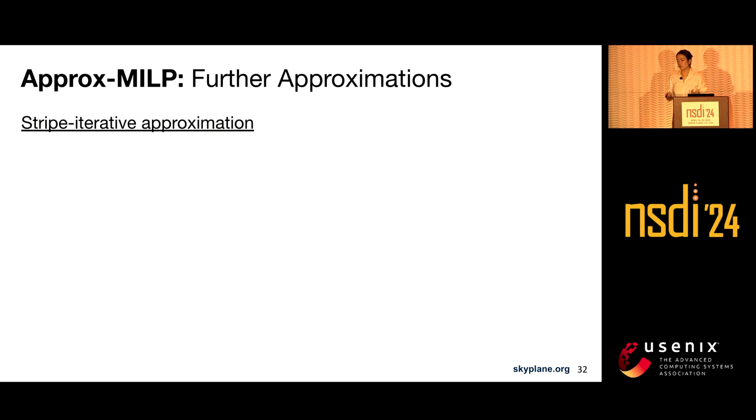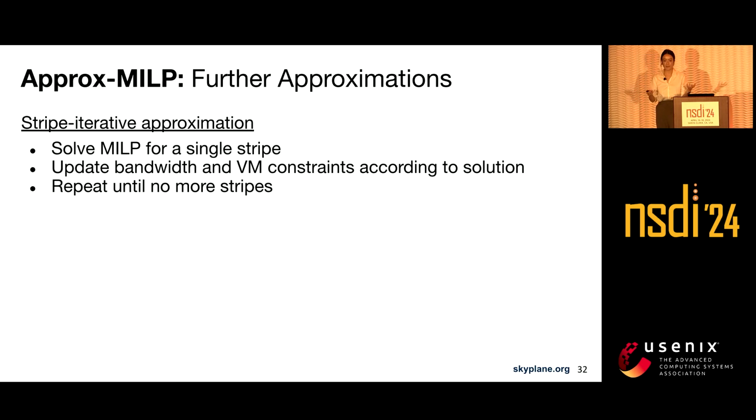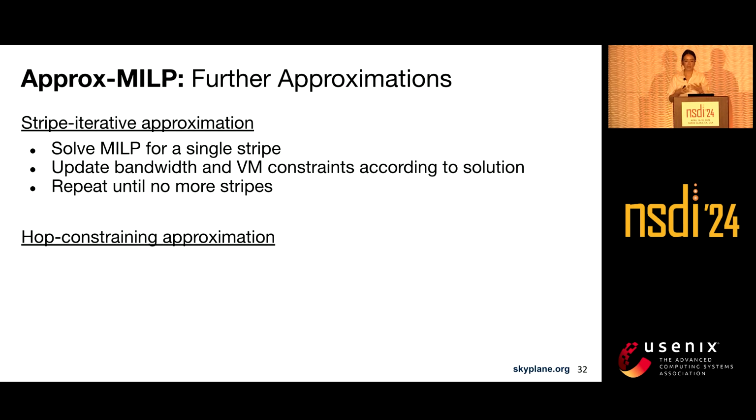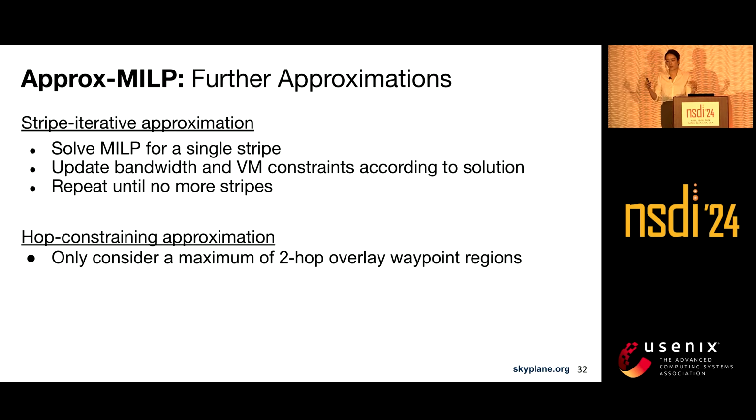We also added 2 more approximations. One was the stripe iterative approximation, where we solve the MILP for a single stripe, then update the constraints accordingly and greedily optimize until we have no more stripes. And second, we had a hop constraining approximation, where we only considered a maximum of 2 hop overlay waypoint regions.